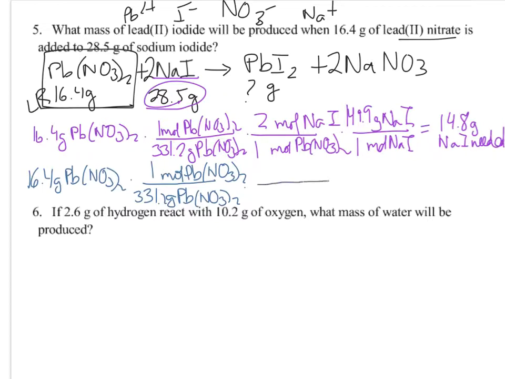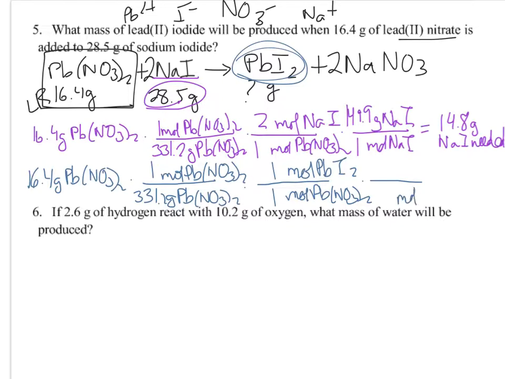Then I'm going to go from moles of PbNO3 to moles of the substance that I want, which in this case, since I'm trying to solve my question, is PbI2 here. It's a 1-to-1. Then finally, moles of PbI2 on the bottom, grams of PbI2 on top.